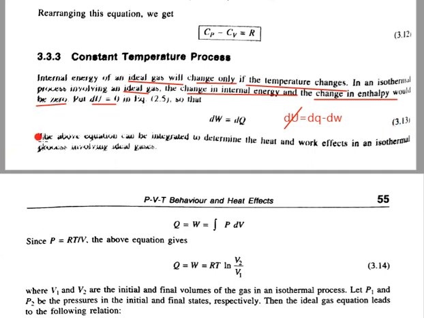Next, the above equation can be integrated to determine the heat and work effect in an isothermal process involving an ideal gas. Using this equation we can integrate, and through it we can find the heat and work in an isothermal, that is constant temperature, process. So let us integrate this equation.